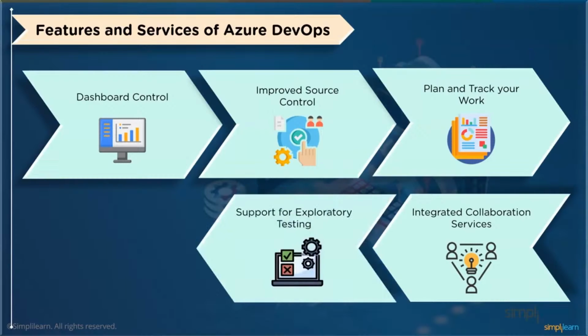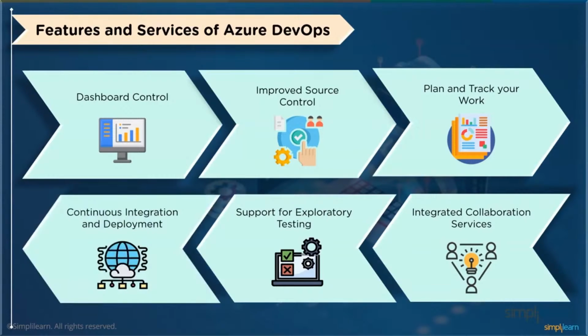Then we have support for exploratory testing. Manual exploratory and continuous testing are made easier with Azure DevOps, which include workflow customization, end-to-end traceability, criteria-based selection, and real-time visualization that show the test activities.